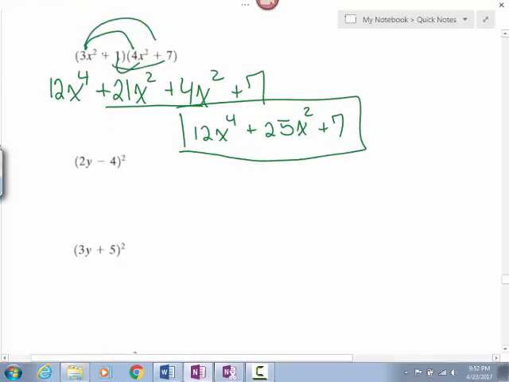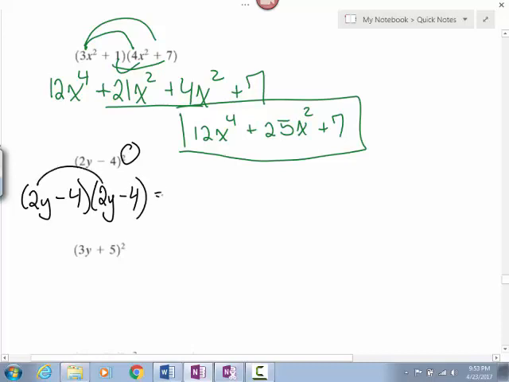All right. So in the next problem that we have here, 2y minus 4 squared. Remember, if we're squaring something, all that means is we're multiplying the same thing by itself twice. So I'm just going to write 2y minus 4 times another 2y minus 4.